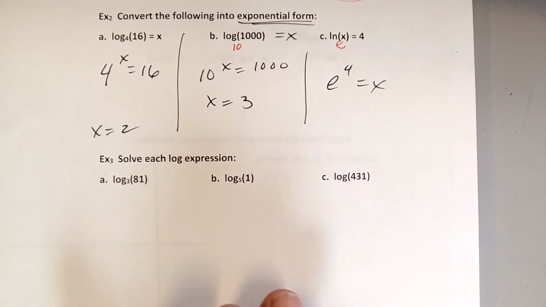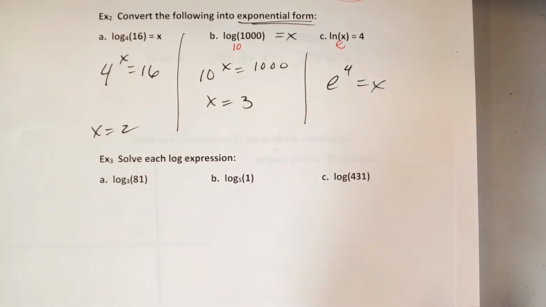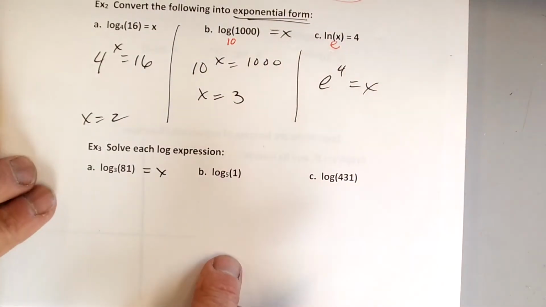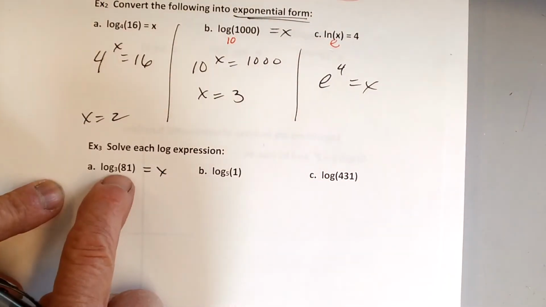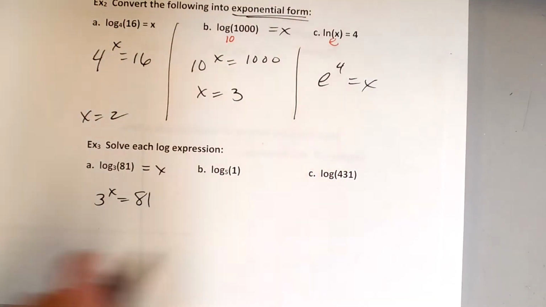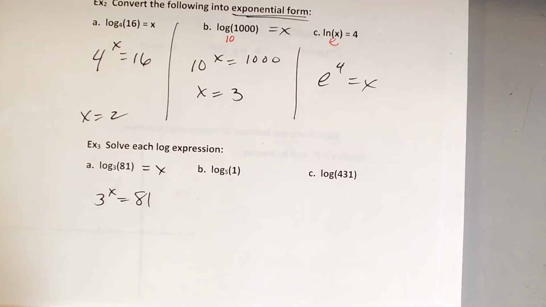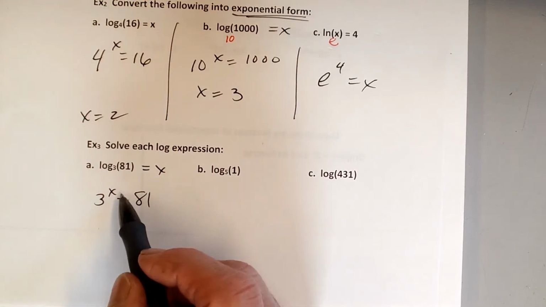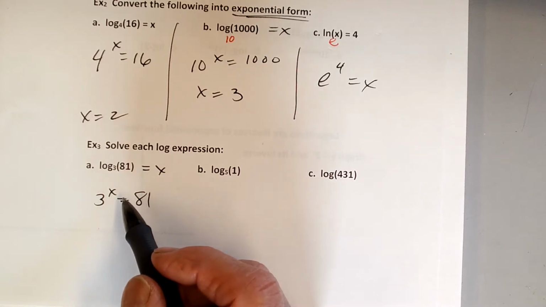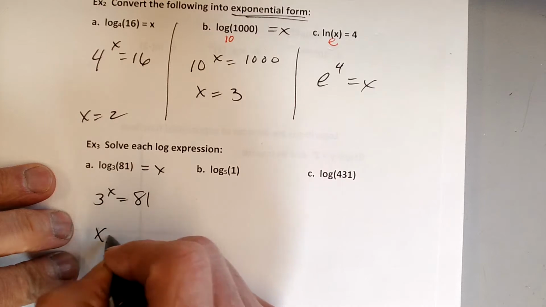Okay, now 3. Now, since you guys don't have a fancy calculator, we're going to have to solve this using our brain. Well, we can do that. I'm going to set it equal to x because I want to change this into 3 to the x equals 81. Okay, so 3 to what power equals 81? 4. 3 times 3 is 9, times 3 is 27, times 3 is 81. X is 4. But that's kind of a pain.